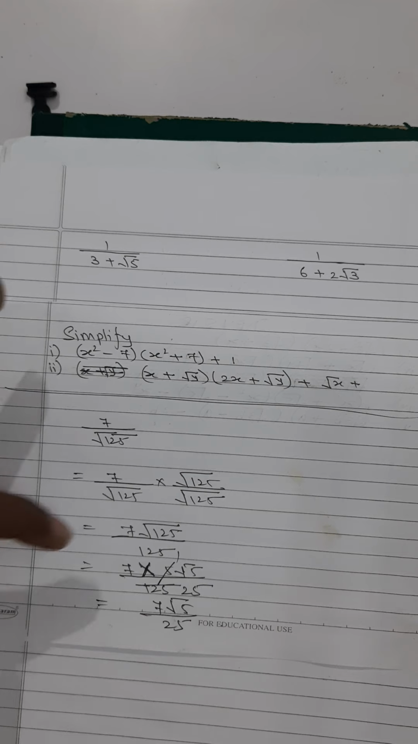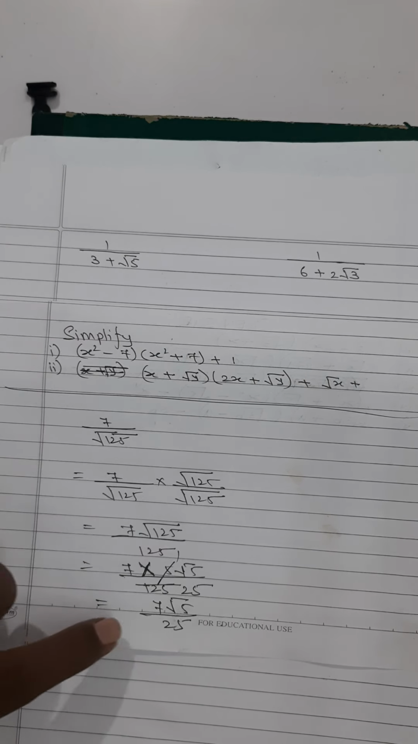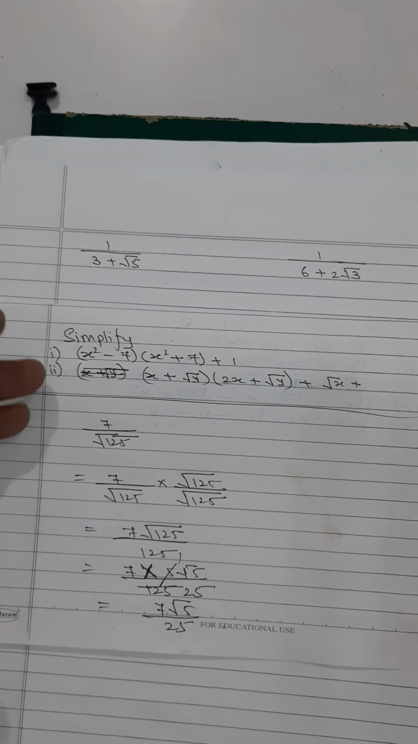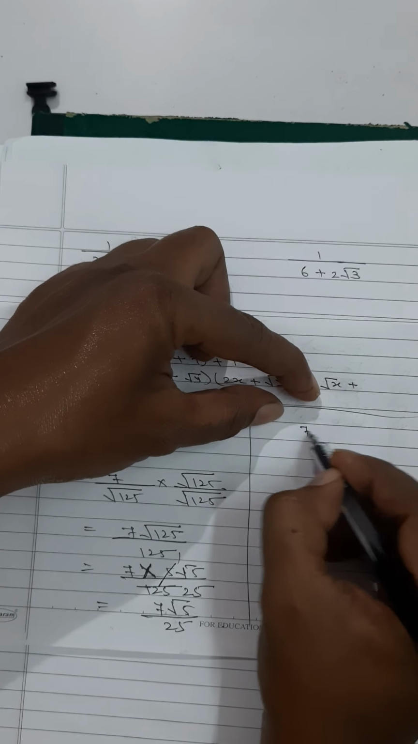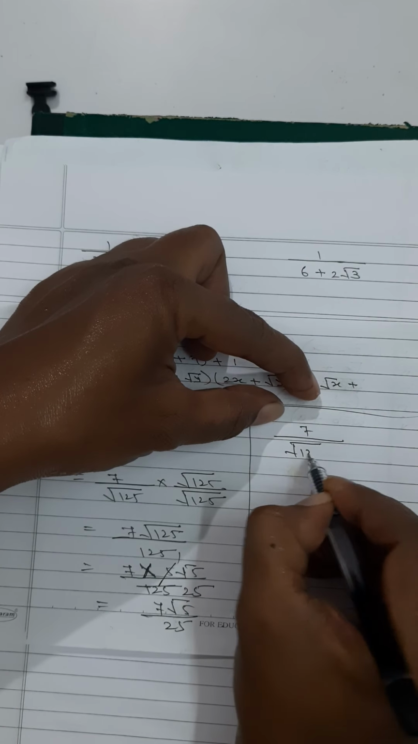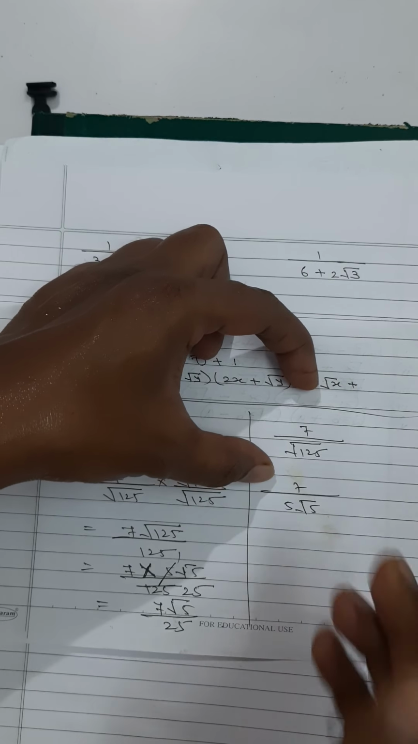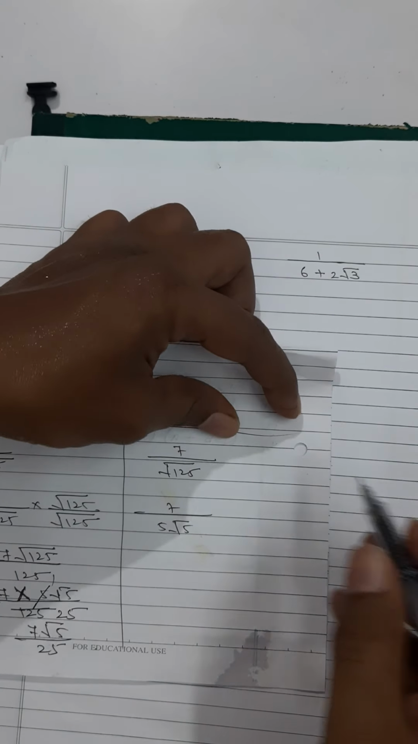So anyhow, you will have to simplify this root 125 if you want to go to the actual answer. So instead of simplifying it afterwards and then undergoing division and everything, I suggest that you simplify it first itself. Here, you simplify this: 7 upon this will become 5 root 5. I hope now you have understood.